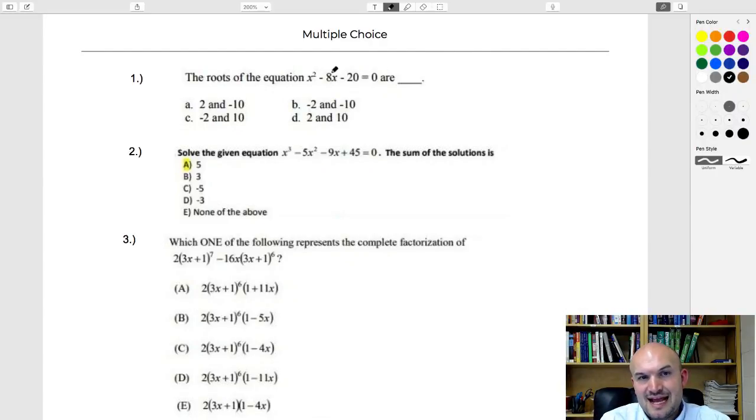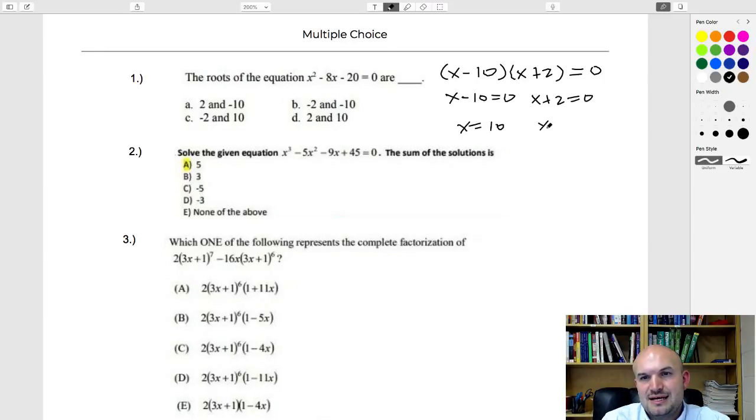And since it needs to be a negative difference, that means I'm going to want 10 to be negative and the 2 to be positive. And if you multiply that out, you can see that that's going to give you exactly what we're working on. But we don't need to work that out. We just need to work that into the zero product property by setting each factor equal to 0. And you can see x is equal to 10 and x is equal to negative 2. So 10 and negative 2, answer C.